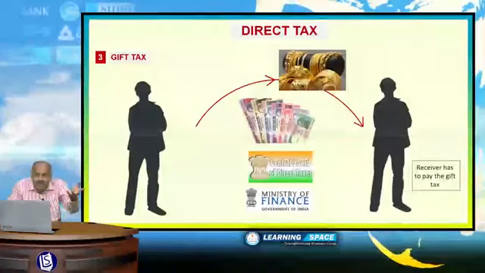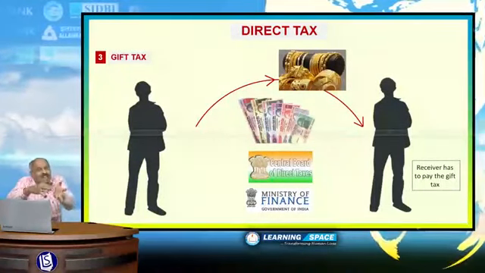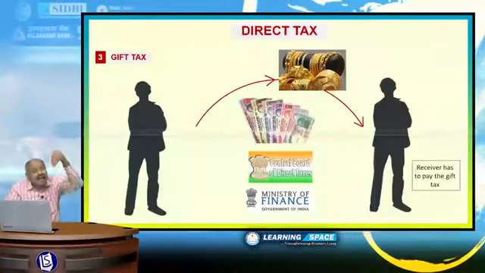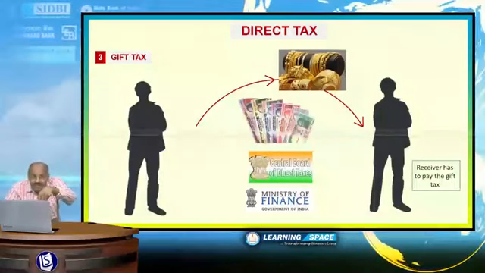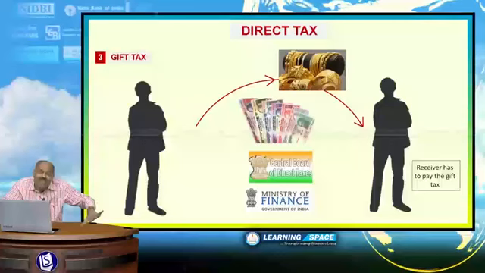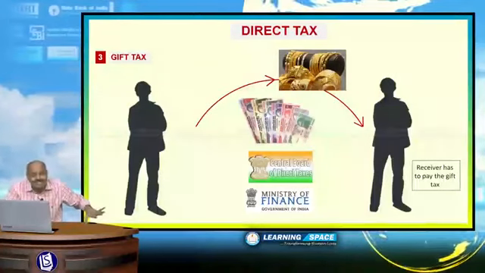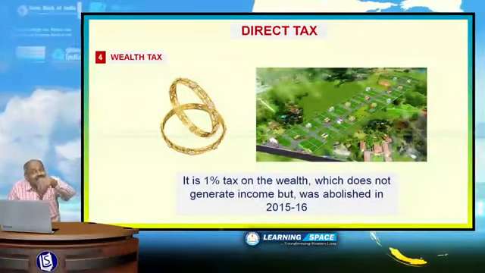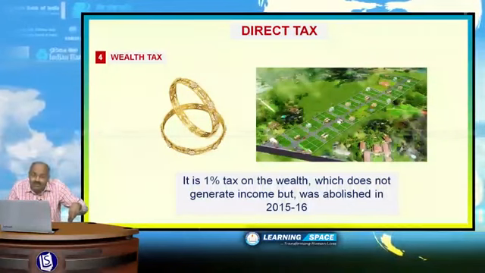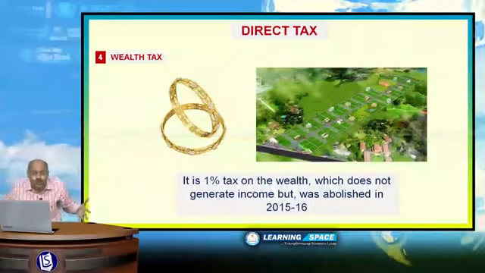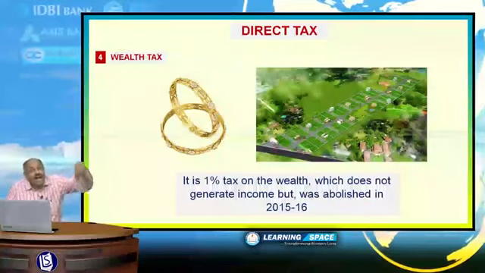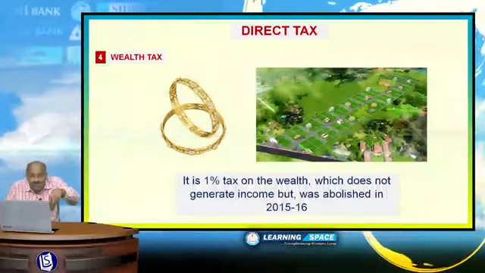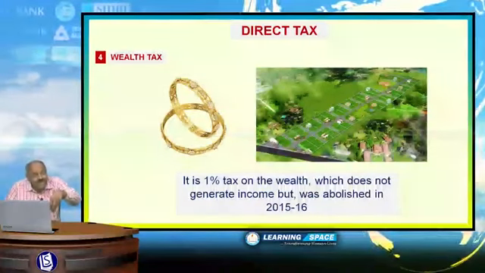Then gift tax. If some X is giving a gift to Y, a lot of jewelry was given as a gift by X to Y, then he has to pay tax. So this is gift tax, but there are several exemptions on gift tax. I am not going into those details. Look into the last one, wealth tax. Wealth tax is the tax on the wealth which does not generate income. If I have a lot of jewelry in my house, that is not generating any income, but I have to pay some wealth tax on the jewelry. So that is wealth tax, but in the 2015-16 budget, this wealth tax was abolished.